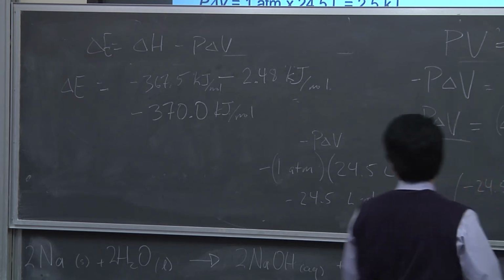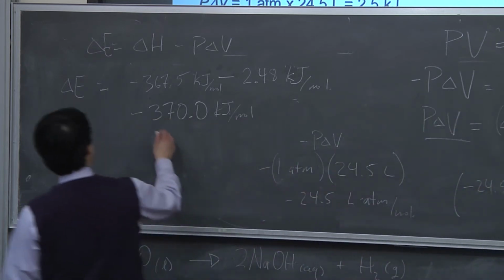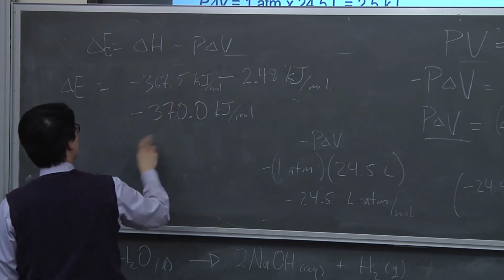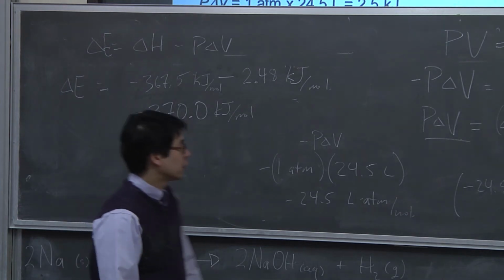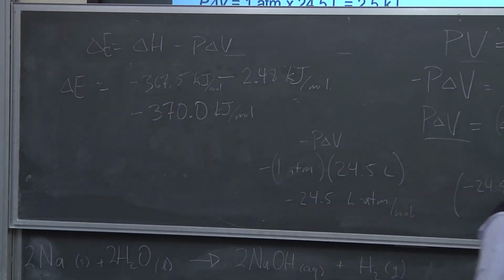And so what do we notice? We notice that the delta H is negative 367.5. The delta E is negative 370.0. And the work is negative 2.5. The work is actually quite small relative to the delta H, and that's pretty typical.